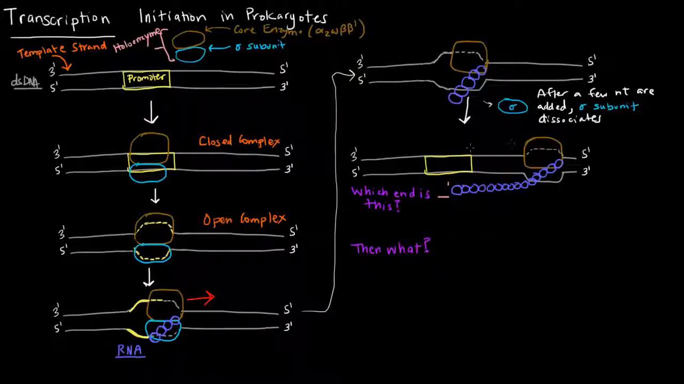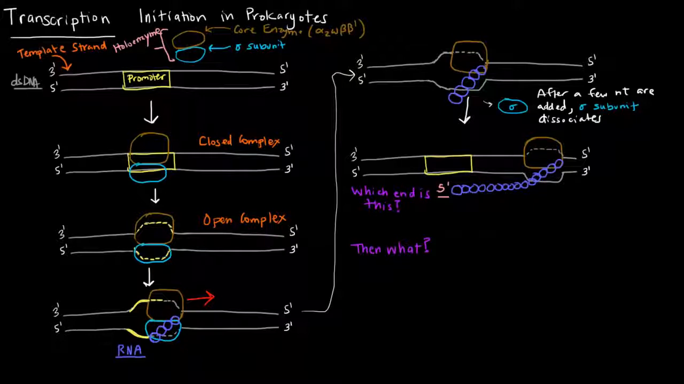So the core enzyme continues on and polymerizes RNA. So what end here is the free end of the RNA? That end is the 5' end, because the RNA polymerase is making things 5' to 3'. So that means the first thing that it made was at the 5' end, and it keeps adding things to the 3' end.